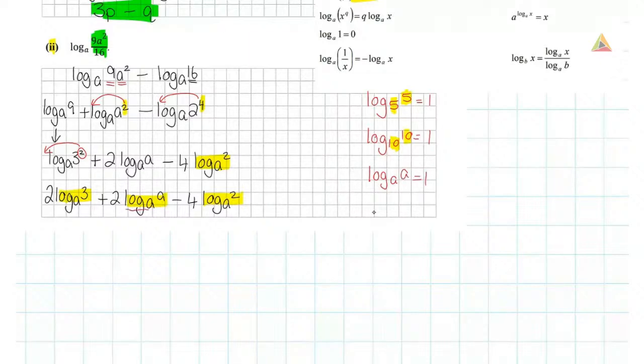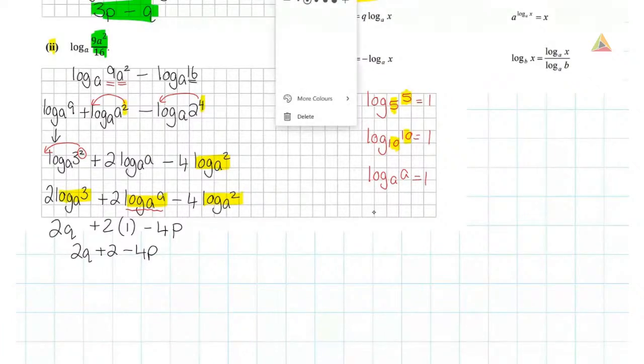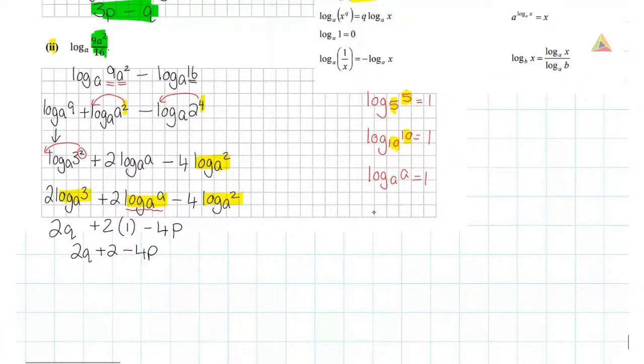So over here, that's just going to work out to be 1. So my answer should be 2 times, well, log to base a of 3 is just q. That's just going to give me 2 times 1 minus 4, and that log to the base a of 2 is p. So that's 2q plus 2 minus 4p. Have we answered the question? Well, the question asked us to give our answer in terms of q and p, and that's exactly what we've done. We just have a constant of 2 in there as well.